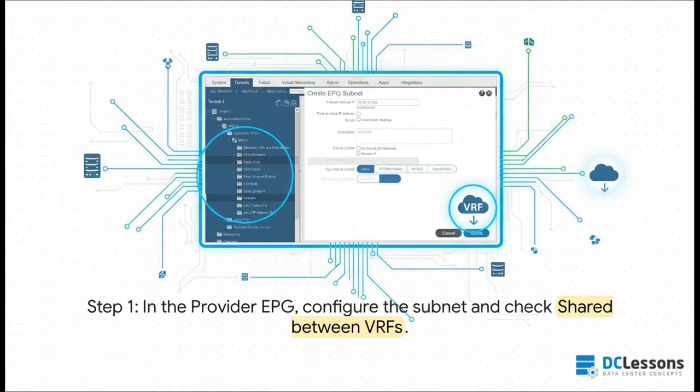Now, this is a really important point because we want to tie the specific subnet to the service that this EPG, the endpoint group, is offering. We configure the subnet right here, under the EPG itself, not under the bigger bridge domain. And then, of course, we check that magic shared between VRFs box.